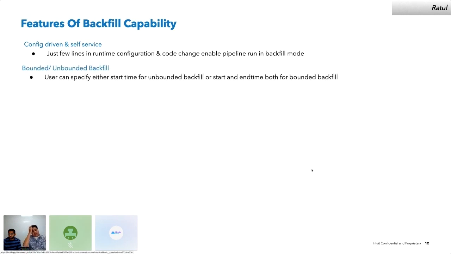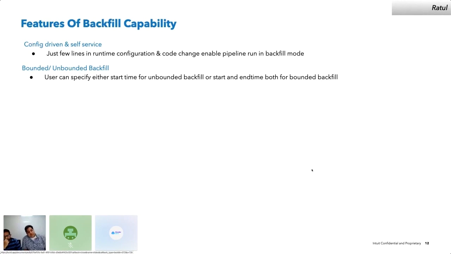Next is bounded and unbounded backfill. These are our proprietary terms. For bounded backfill, you provide the start date and end date. So let's say you provide, I want the backfill to happen between 15th April 2020 and 15th May 2020, a period of 1 month. The backfill capability will do the backfill, load the data into the sink, and also build the state, and it will stay there. It will not do anything more. And for unbounded backfill, you only provide the start date. You can say, I want to process data from 1st April 2020.